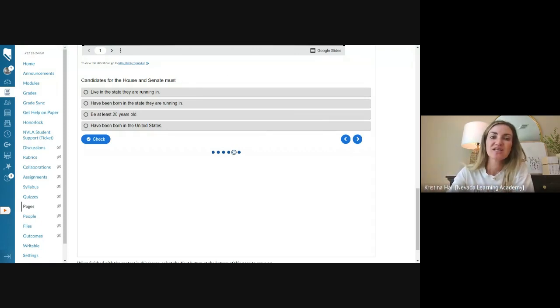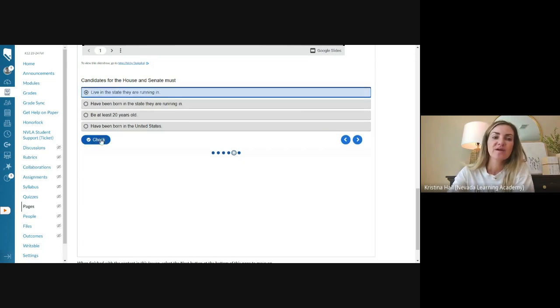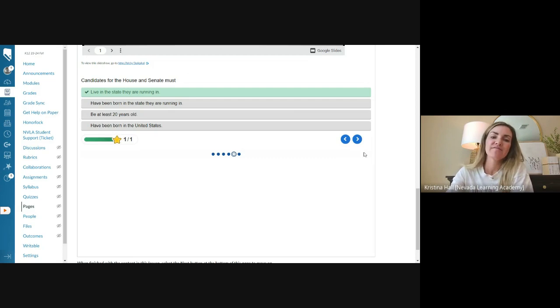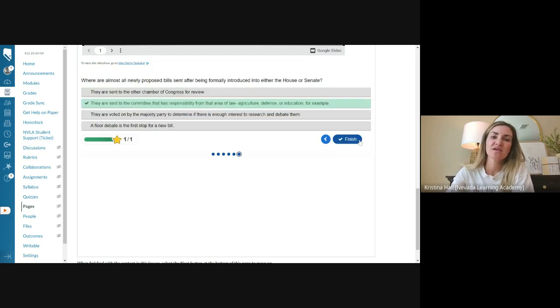Candidates in the House and the Senate must live in the state that they are running in. Okay, that is definitely a requirement that both have, that you have to be living within the state that you are running for.